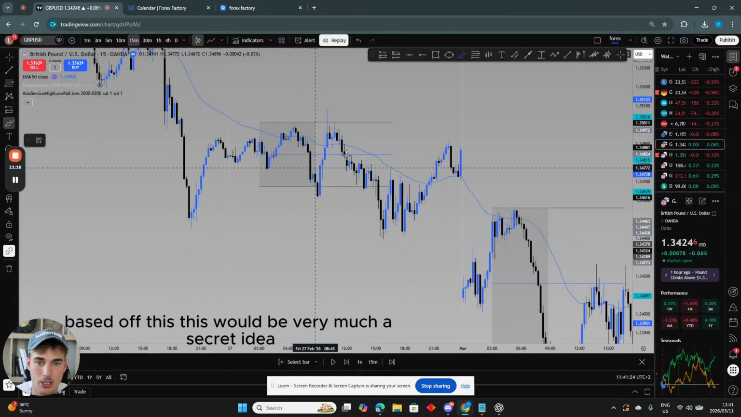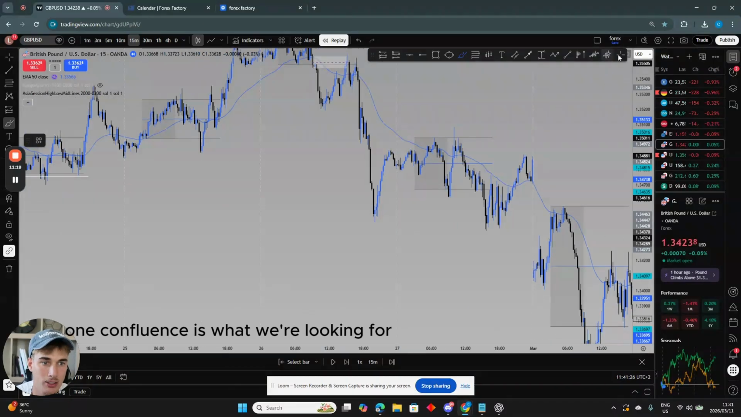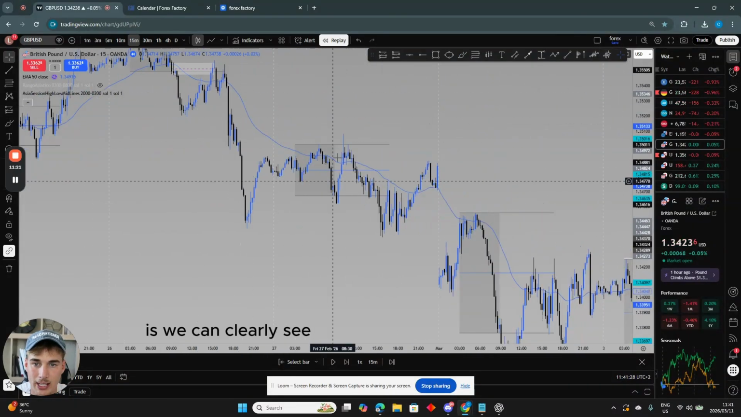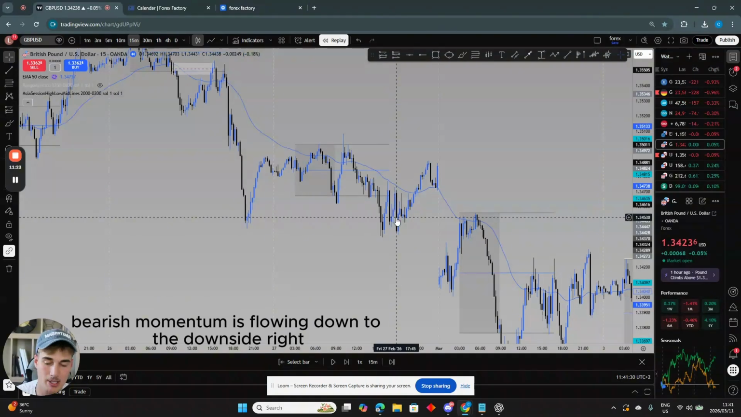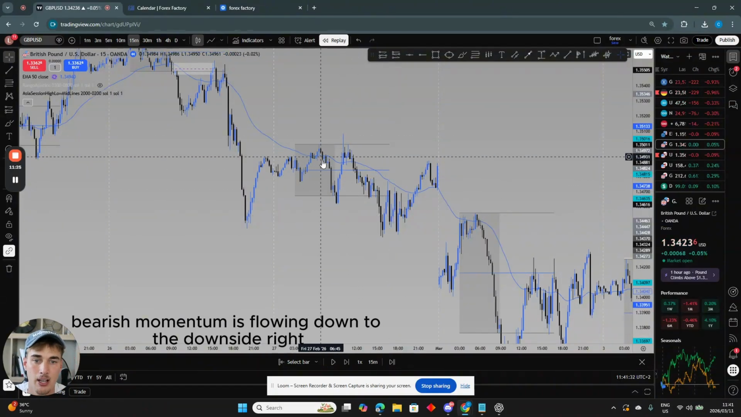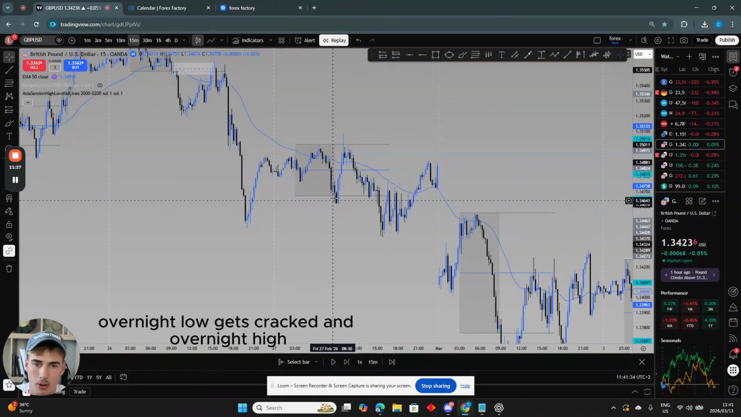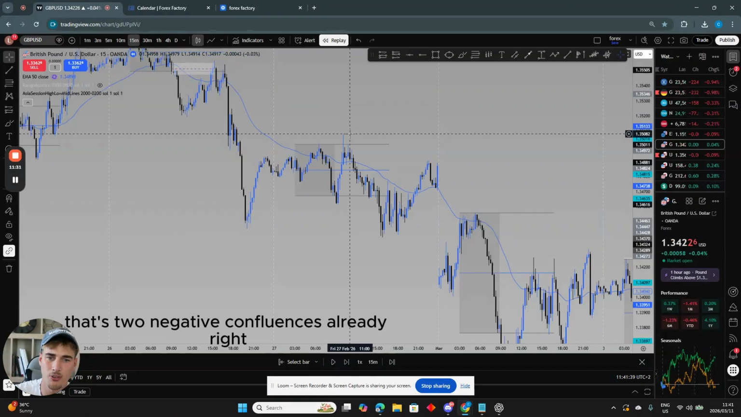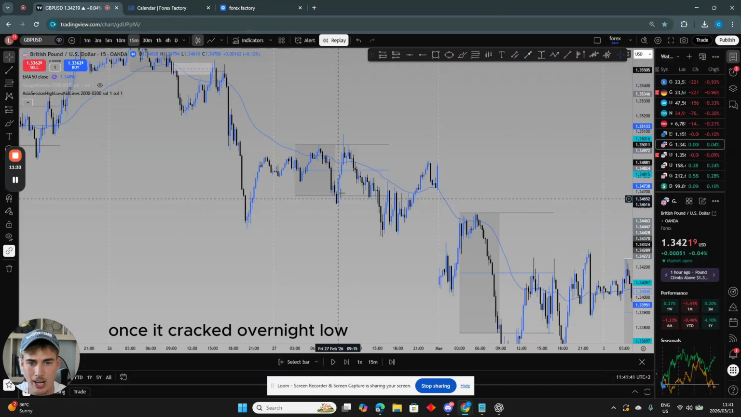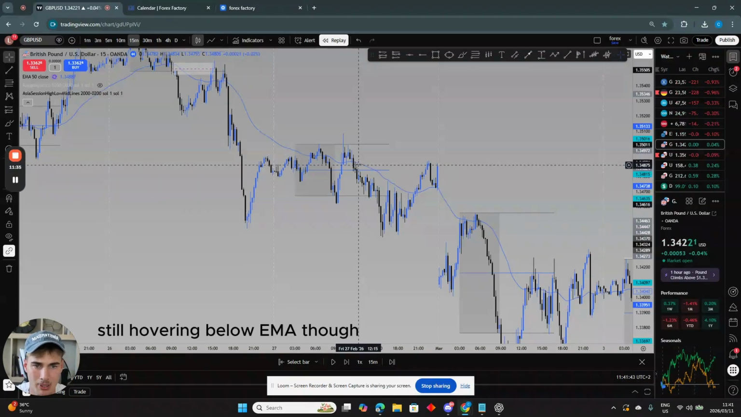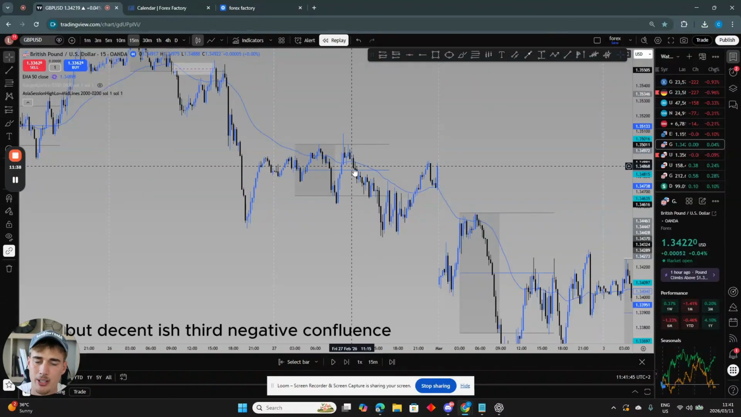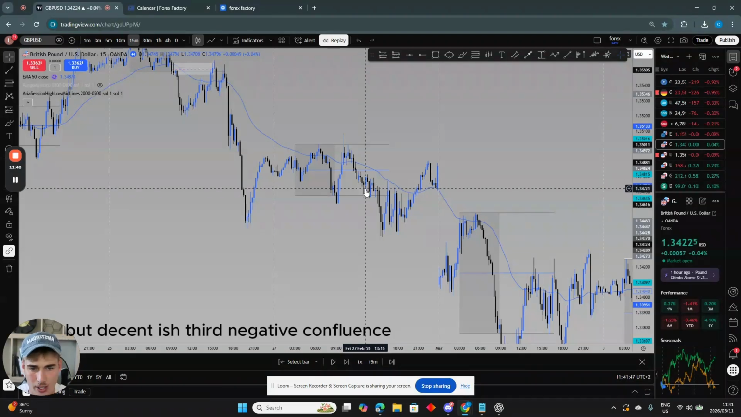Based off this would be very much a C grade idea. One confluence is what we're looking for: we can clearly see bearish momentum is flowing down to the downside, right? Overnight high and low. Overnight low gets cracked and overnight high. That's 2 negative confluences already, right? Once it cracked overnight low, it pushed all the way back up. Still hovering below EMA though, but decent-ish.